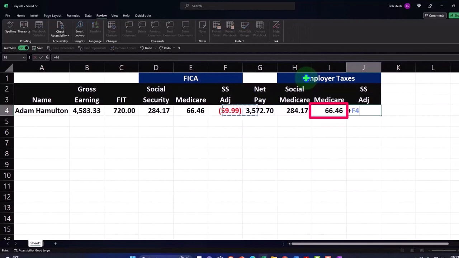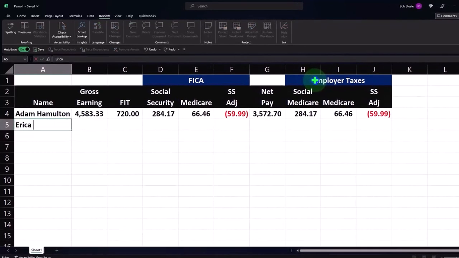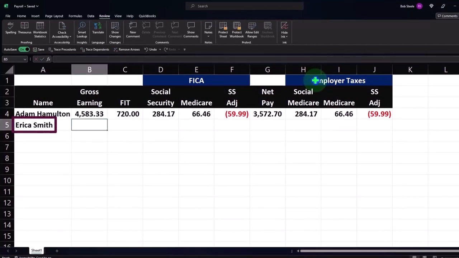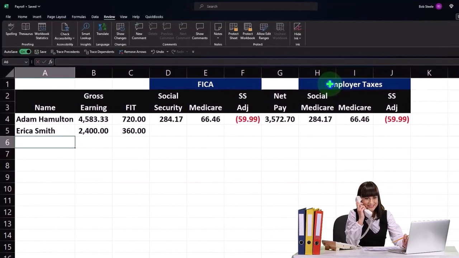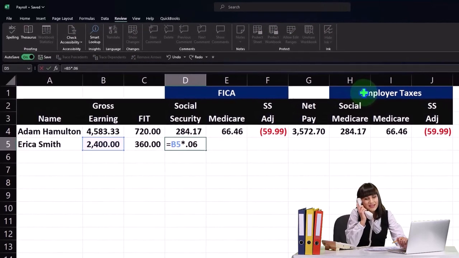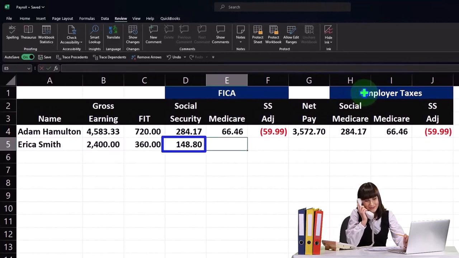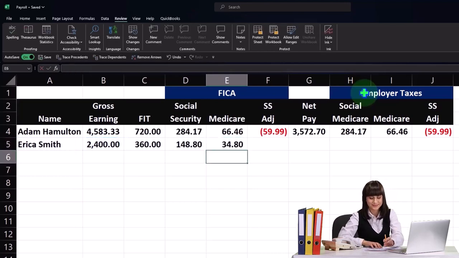And then I'm also going to make an adjustment because I messed up when I did the calculations in the practice problem. So then we're going to say Erica Smith, let's say, earned $2,400, and her FIT, we're just going to make up an FIT because it would be dependent on tables and what she told us on her W-4. But the Social Security, somewhat straightforward, would be the gross pay times 0.062. That's the employee portion. And the Medicare is 2,400 times 0.0145, generally.